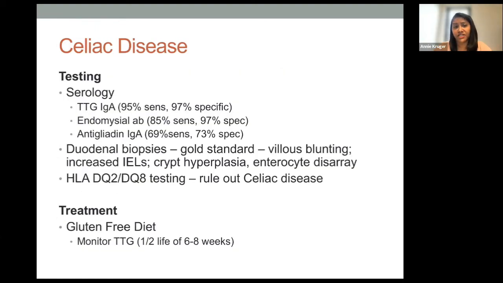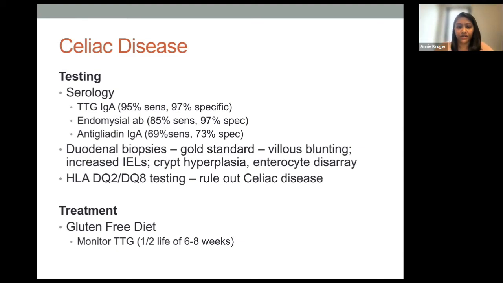So TTG IgA is the most sensitive, endomysial is next, and antigliadin is the last. So always check for TTG IgA. For a patient who has low IgA levels, you always check a total IgA every time with your TTG IgA to see if the patient has low IgA levels to begin with. Because if they do, then you need to go back and order TTG IgG, okay, to see if they might have celiac based on a high TTG IgG. And that's what I tend to do.